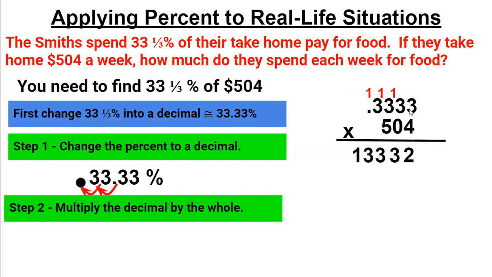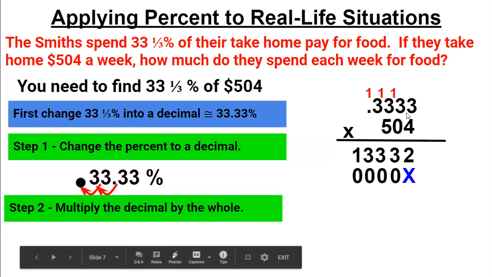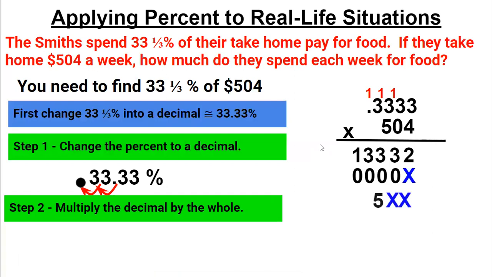The second row is all going to be zeros, right? Put your X there, and then you put 0 times 3 is 0, 0 times 3 is 0, 0 times 3 is 0, 0 times 3 is 0. If you want to eliminate that row, you can, but just remember if you start with the 5, you're going to make sure your number goes under the 5. So 5 times 3 is, 2 X's there, 15, carry my 1.